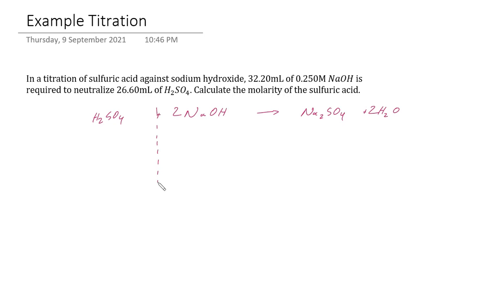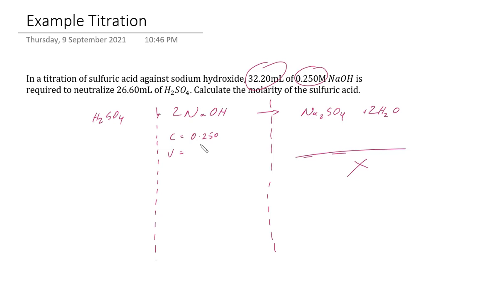Remember, we're going to work in columns. The question doesn't ask us to work out any of this stuff here, so we won't worry about it. The concentration is going to be 0.250, and it's actually there. The volume is going to be 32.20, so that's 4 sig figs. However, this one's 3 sig figs, so we can only be as accurate as 3 sig figs today.